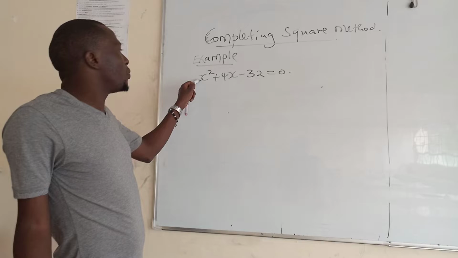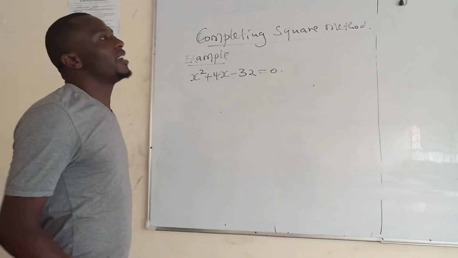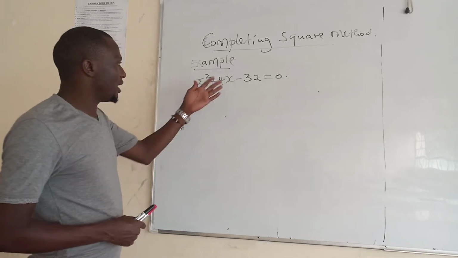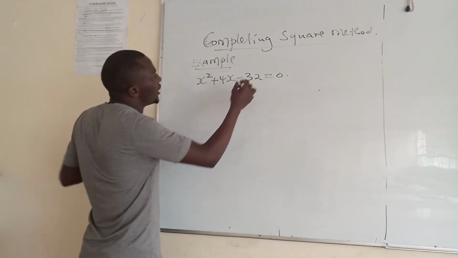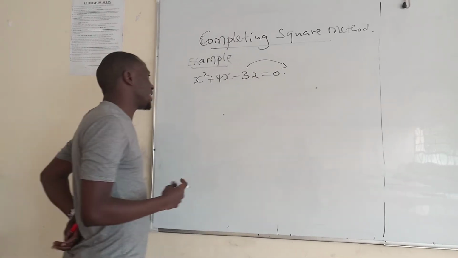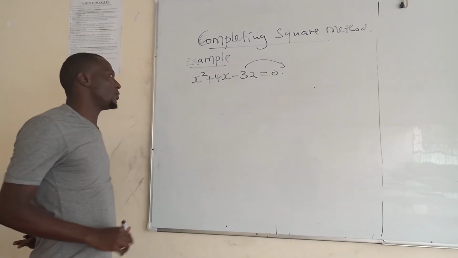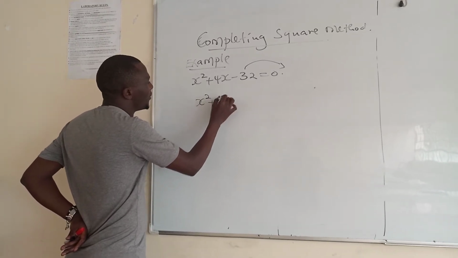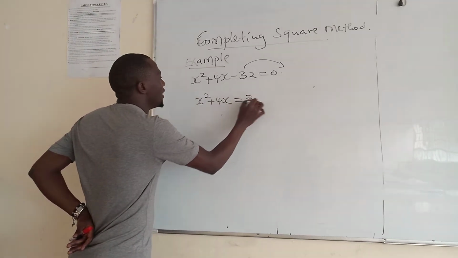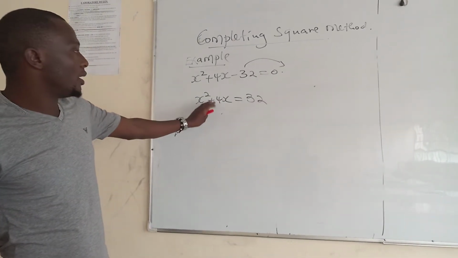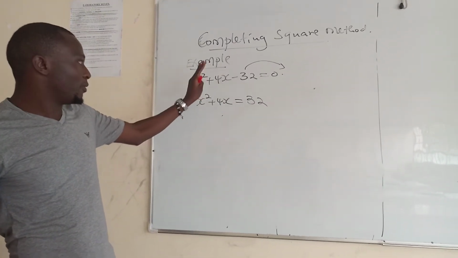If this was not 1, then there is a step we would have undergone before we could go to this second step, which tells us that we should take this constant to the other side if we are using the completing square method. And therefore, this becomes x squared plus 4x is equal to 32. That is the first step that you use to solve for x.